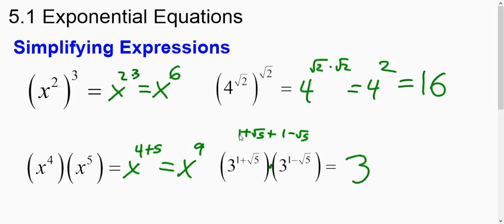So when we add the exponents, we have 1 plus 1 is 2. Positive square root of 5 and a negative square root of 5 cancels out. So 3 squared, since that's a number to an exponent, let's do it. We get 9.